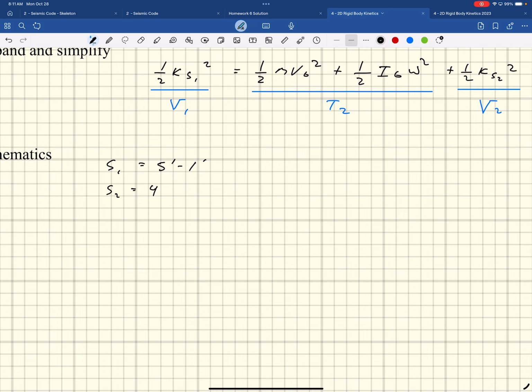Do you guys ever do little tick marks for feet? Is that a new thing? All right, okay. Jumped right into it.